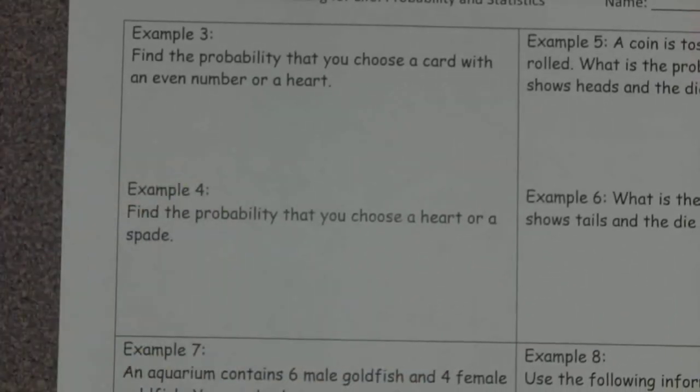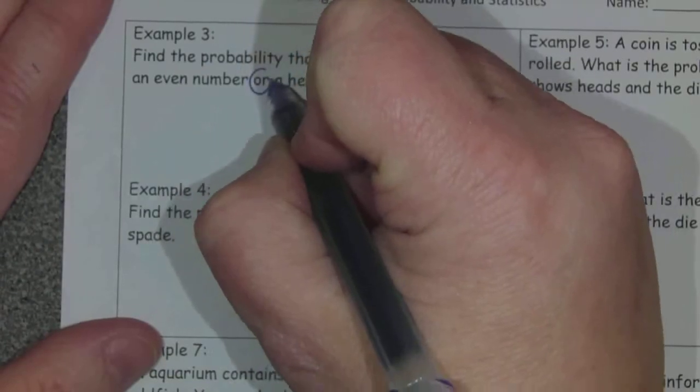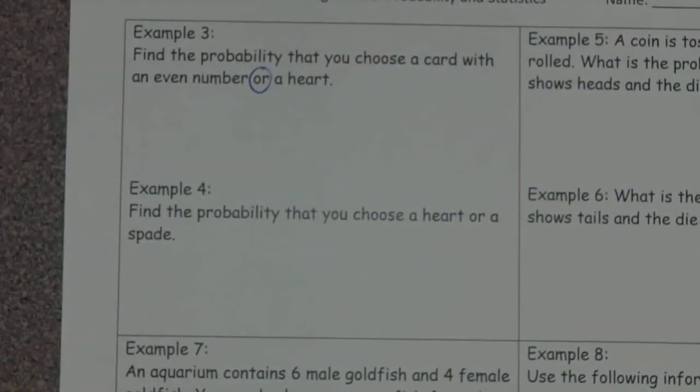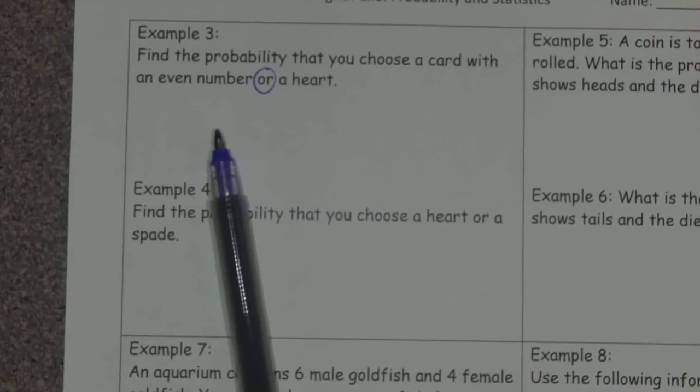Number 3. Find the probability that you choose a card with an even number or a heart. Again, or means I'm going to be adding, correct? So thinking about even numbers, we're going to have 2, 4, 6, 8, and 10. Right, those are our even numbers. So 2, 4, 6, 8, and 10. That's 5 cards in every suit.